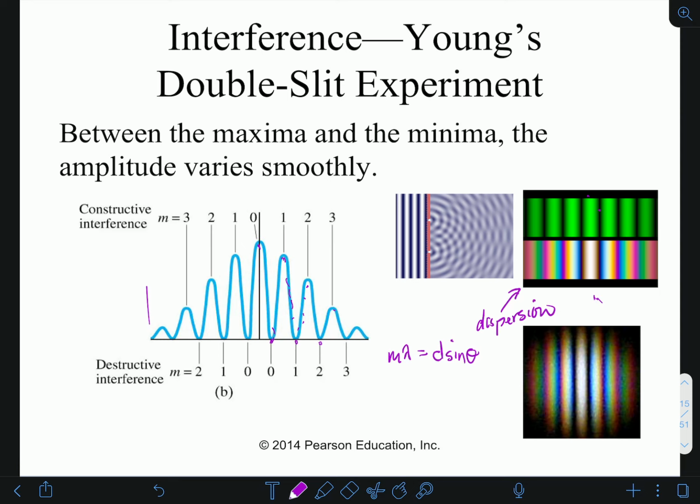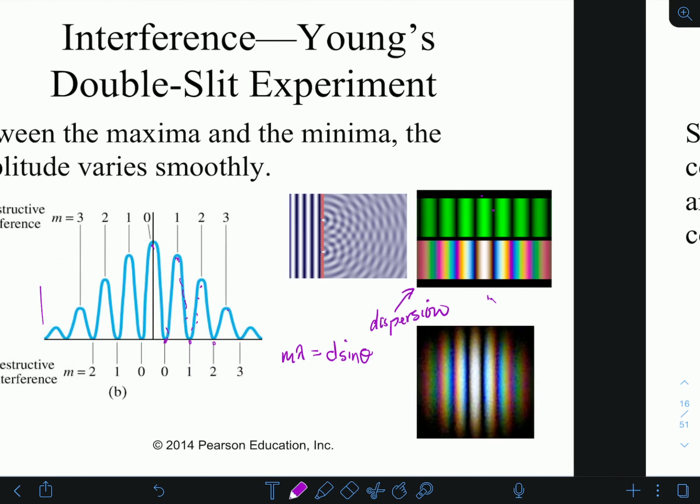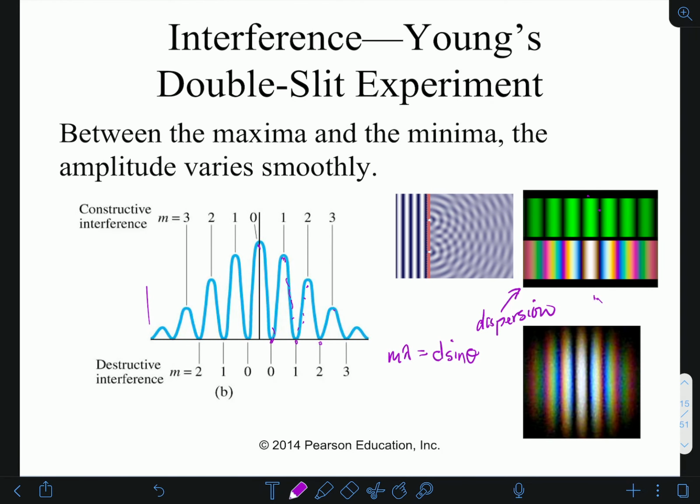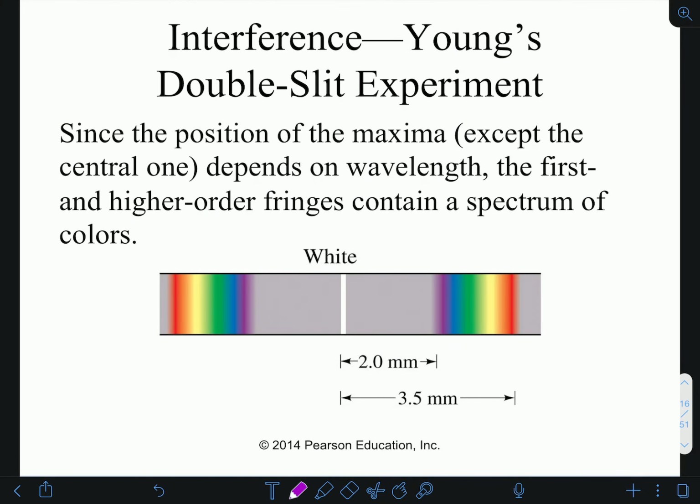So where it falls on the screen is, in other words, you're going to get dispersion because of the dependence on the wavelength, d sine theta. But where it falls on the screen is also going to be important. So where does it fall on the screen in these problems? Let's go ahead and go to this one.